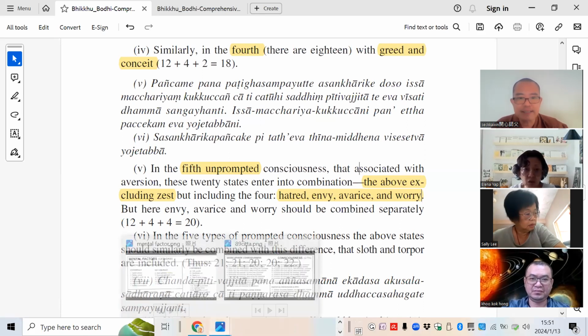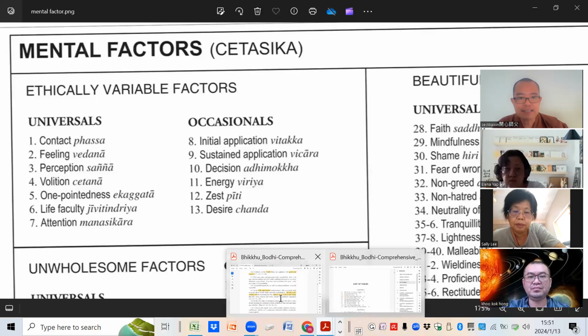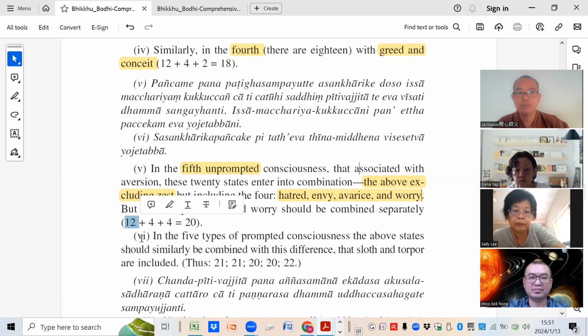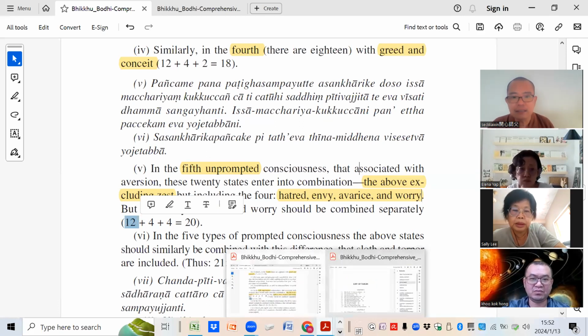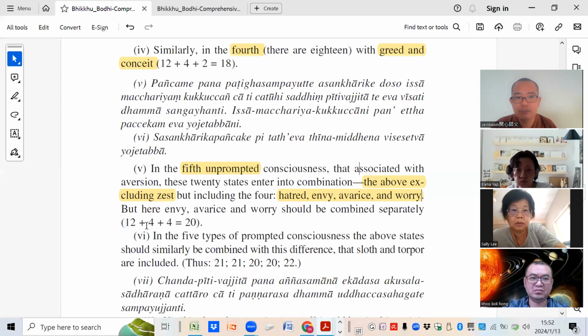So where do we get the 12? Let's take a look. Here is the 12. We exclude the zest. So this is the 12 we get, because this is hatred rooted, so it won't have any zest. So 13 minus zest, we get 12. Class, take a look. Now, this is the 12 we get. Then because this is an unwholesome consciousness, we have to add the 4 unwholesome factors: delusion, shamelessness, fearlessness, and restlessness. So we add 4. Here we get the figure of 4. Then, because it is hatred, according to Abhidhamma, we have to add another 4. See or not? 1, 2, 3, 4. So totally we get 20 here.